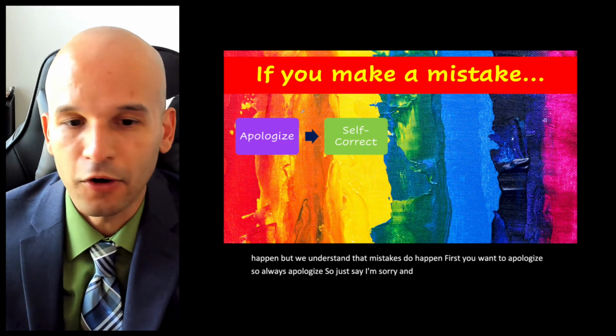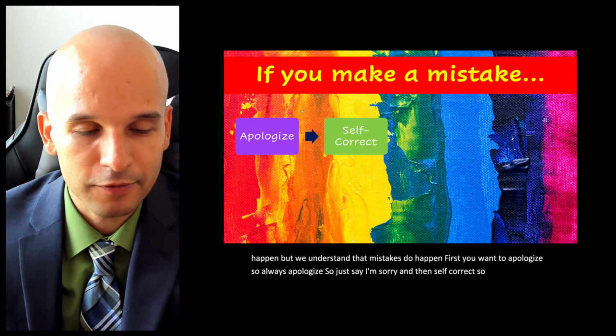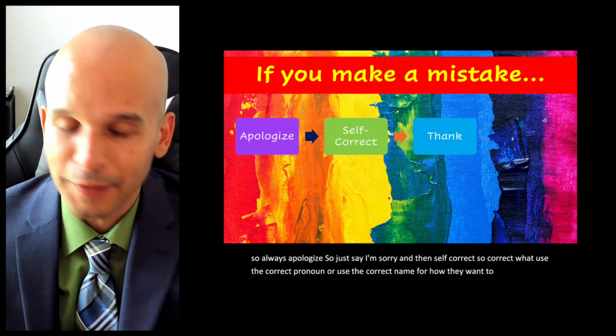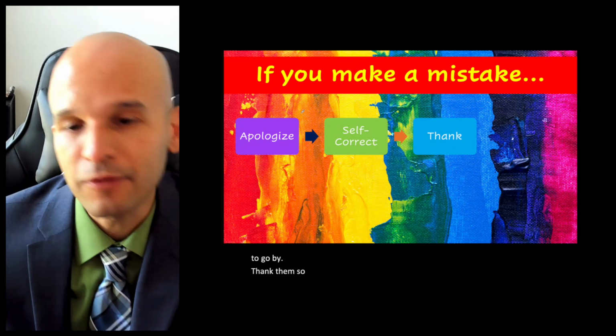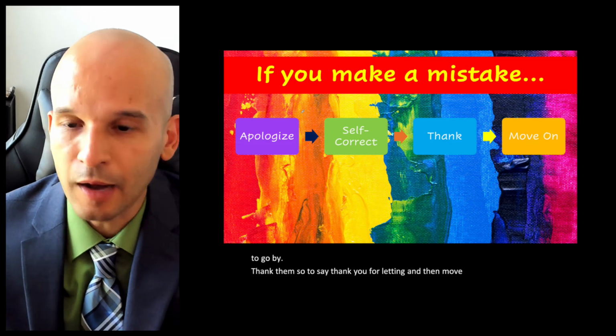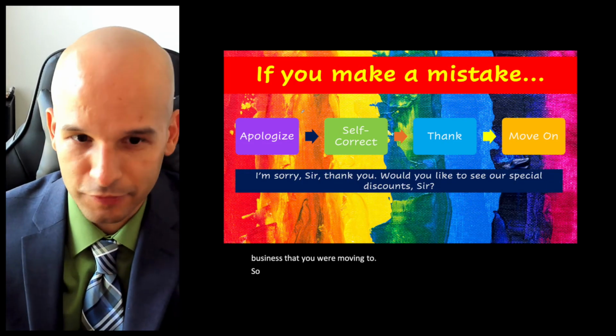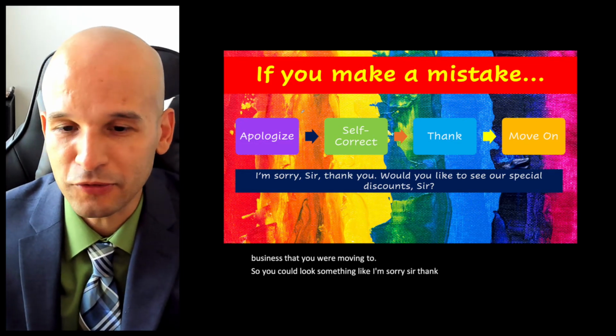And then self-correct. So use the correct pronoun or use the correct name for how they want to go by. Thank them. So just say thank you for letting me know. And then move on to the topic or business that you were moving to. So it could look something like this. I'm sorry, sir. Thank you. Would you like to see our special discount, sir?